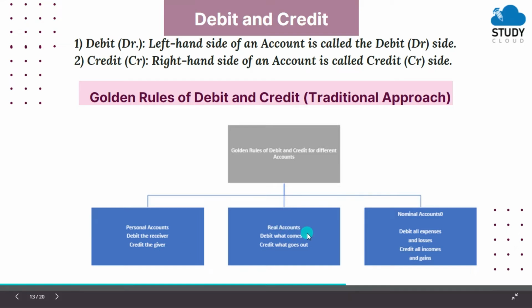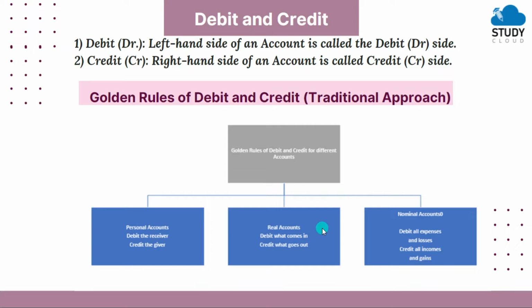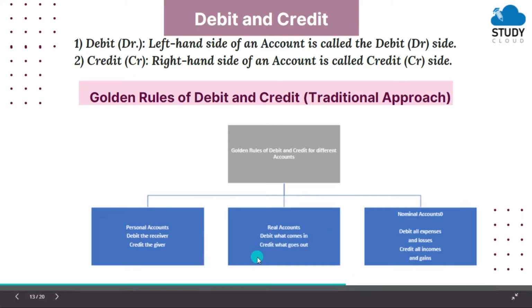Then real account, it deals with the assets and property owned by the business. So debit what comes in and credit what goes out. So whatever asset comes into the business we will write on the debit side, and whatever goes out from the business we will write on the credit side. Then nominal accounts, here we will debit all expenses and losses, credit all income and gains. So you have to learn these rules of accounts thoroughly. These are very, very important.